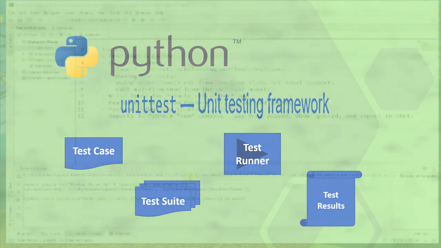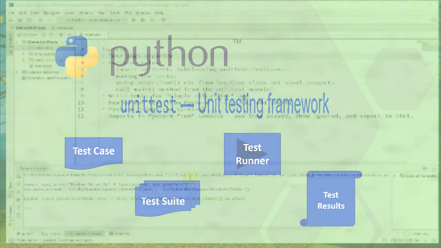Unit test will test a small component of the application, for example a method or a small testable part of any software. In this video session, let's learn about the basics of unit testing in Python.